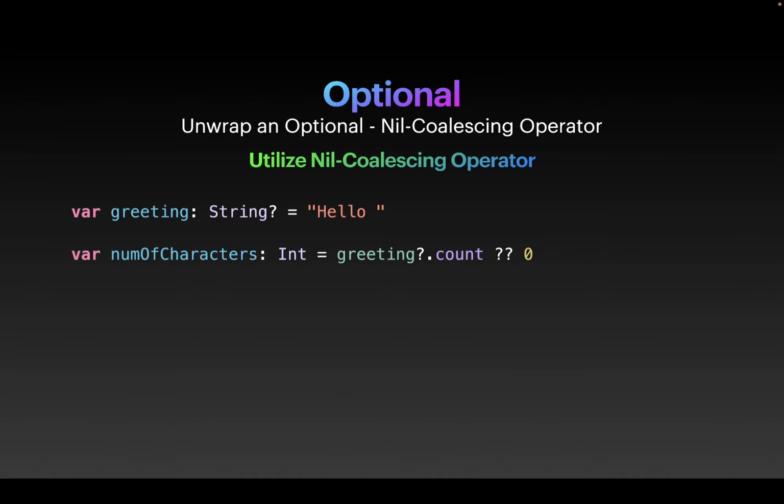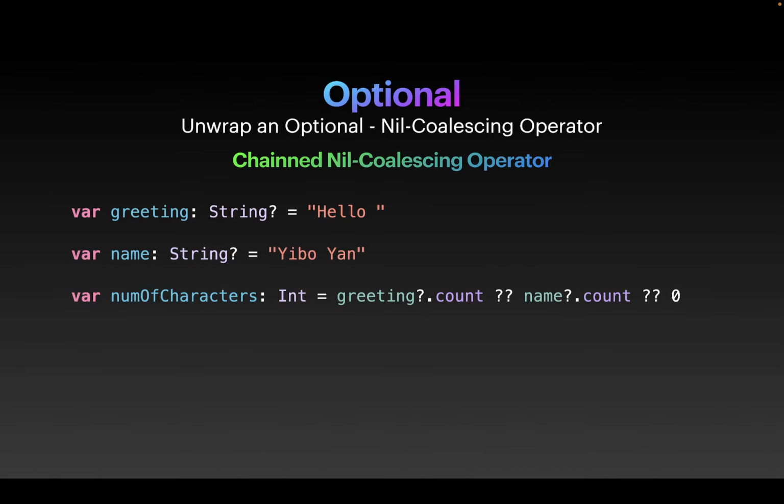It's called the nil coalescing operator. It's followed by two question marks. So if the greeting here is nil, this statement is just going to return nil, and then when it returns nil, you're going to use this default value here. This is how you use the nil coalescing operator. If it's not nil, you just return the count. And the type of this number of characters variable this time is an integer. Any questions here?